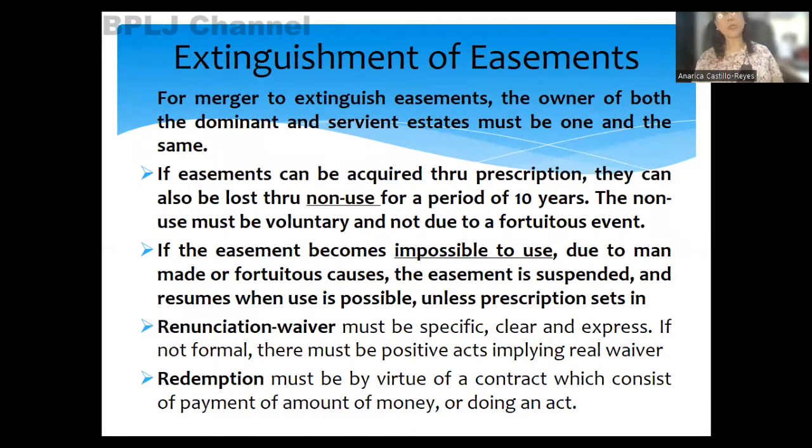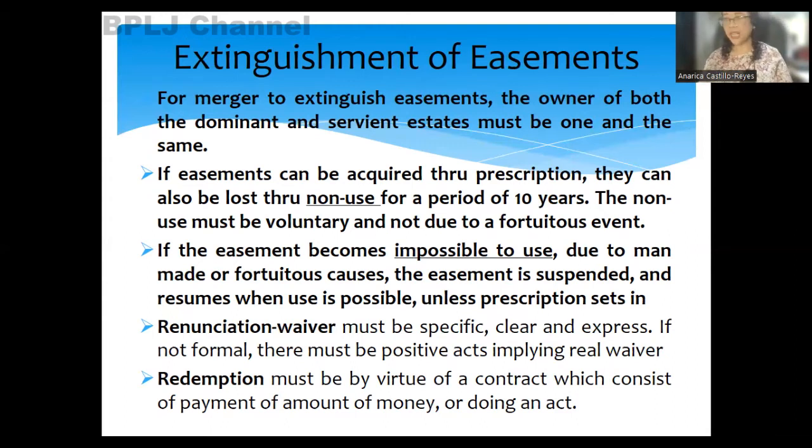Okay? For merger to extinguish easements, the owner of both the dominant and servient estates must be one and the same. If the easements can be acquired through prescription, they can also be lost through non-use for a period of 10 years. The non-use must be voluntary and not due to a fortuitous event. If the easement becomes impossible to use due to man-made or fortuitous causes, the easement is suspended and resumes when use is possible unless prescription sets in.